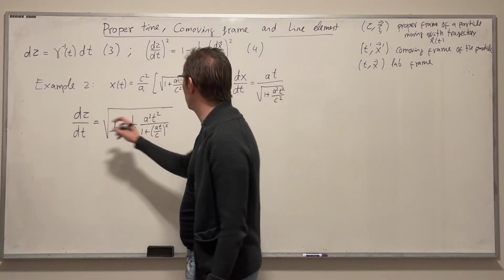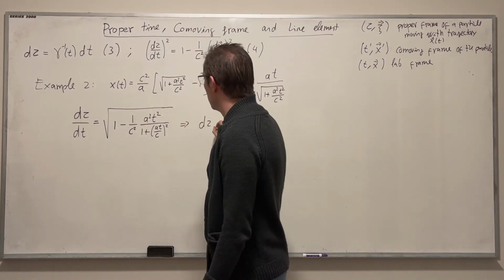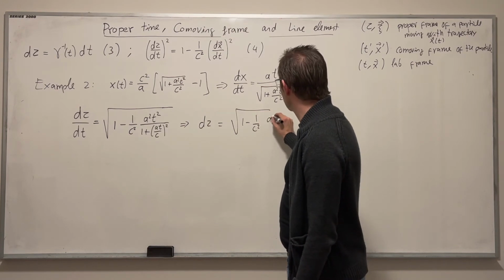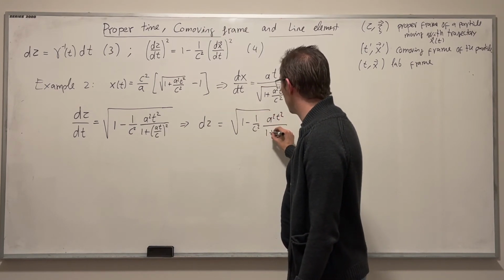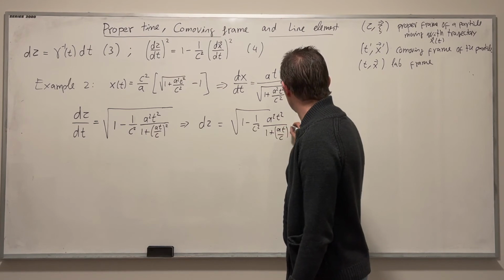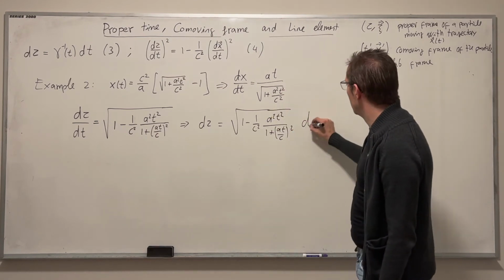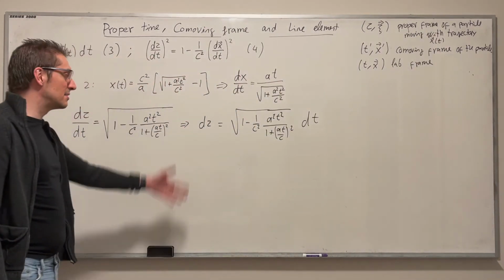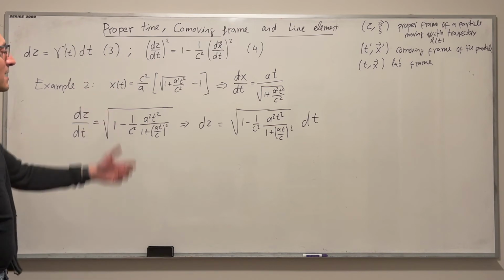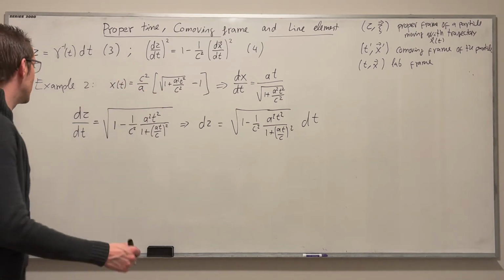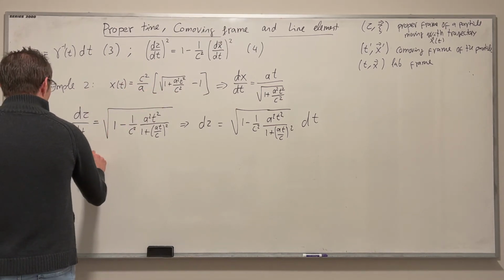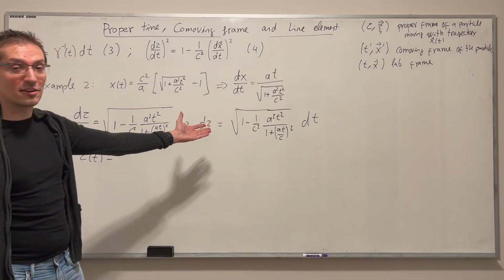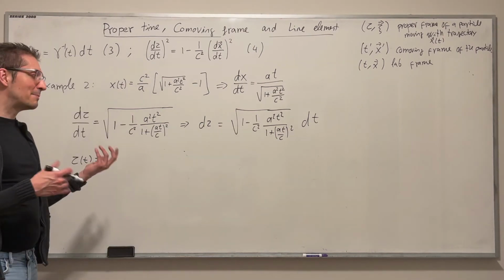Of course, you can say that d tau is equal to 1 minus 1 over c squared, a squared t squared, divided by 1 plus at divided by c squared, dt. So I can integrate this, and if I integrate this thing, and let's see that they coincide at time 0, I can obtain tau as a function of t, and then in particular t as a function of tau. If we were in class, we would say, do you recognize this integral? It's one of those that you should know how to do. It's a hyperbolic arc sine.